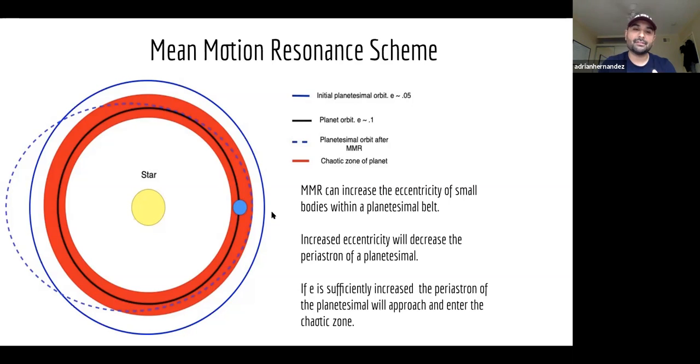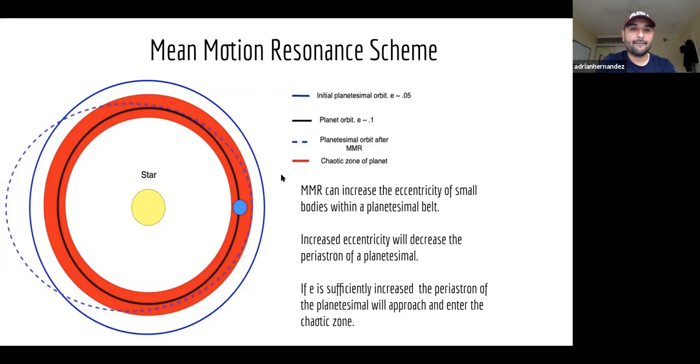And so you can imagine that the planetesimal and the planet are in mean motion resonance. Over time, if there's enough influence on the planetesimal, its eccentricity can be increased such that the periastron of the planetesimal will decrease and enter the outer chaotic zone of this planet here. When this occurs, this planetesimal can either be scattered out of the system or it can be scattered onto comet-like orbits. And this is actually what we explored via N-body simulations that I'll show in the next couple of screens here.